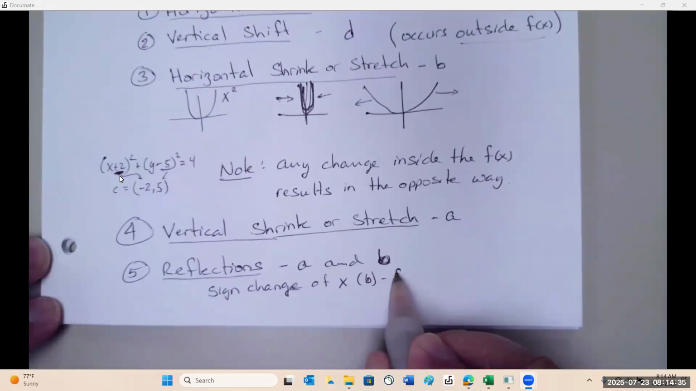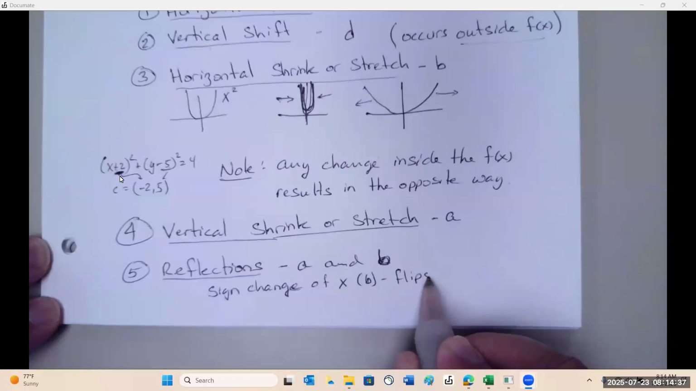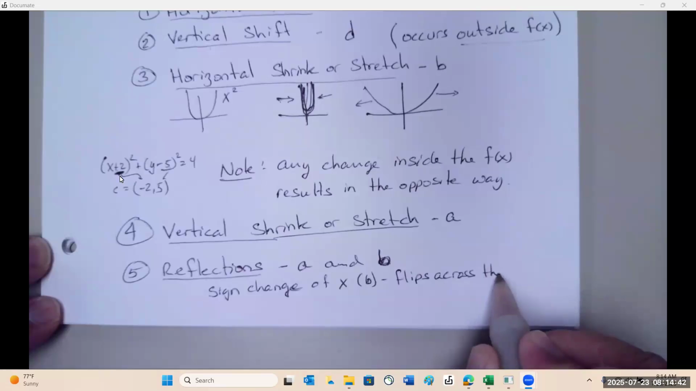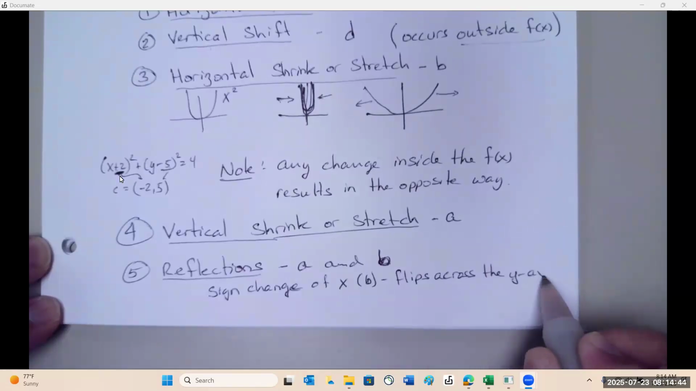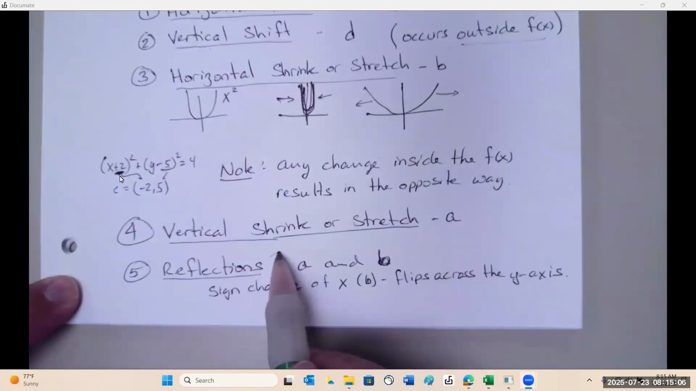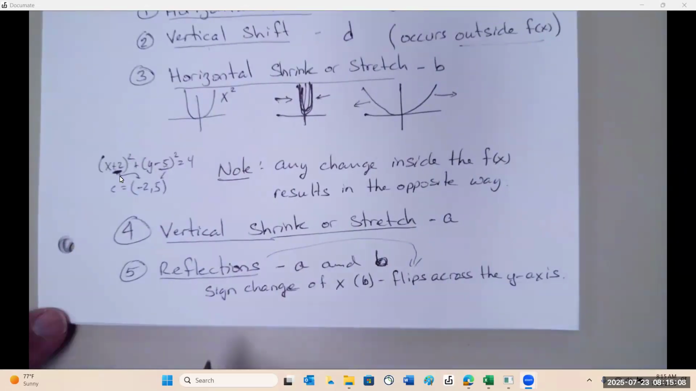This flips across the y-axis. So if x changes from positive to negative, your graph, like the square root function, instead of going to the right, now goes to the left. So this reflection, I'll call it a flip.